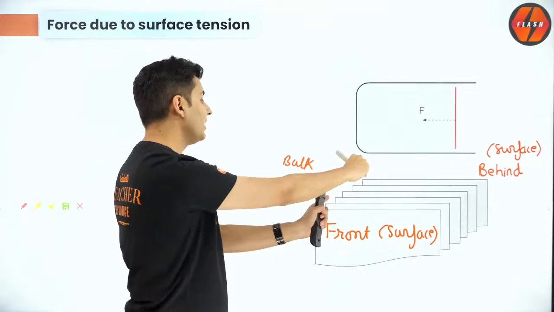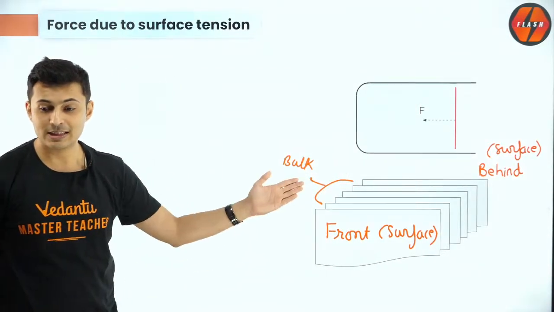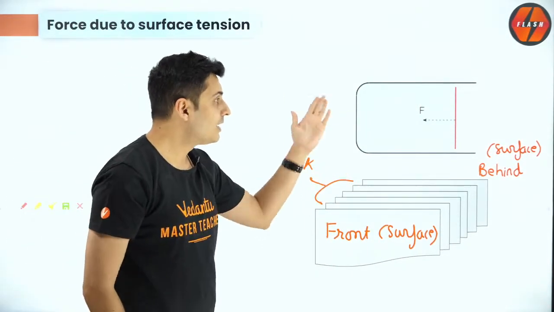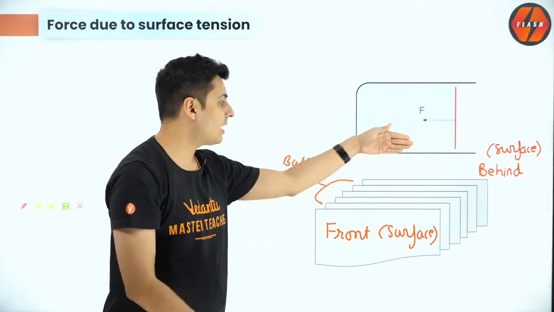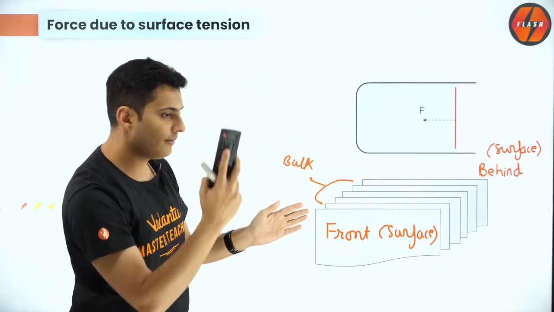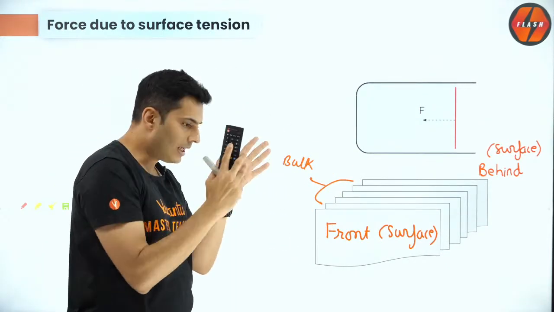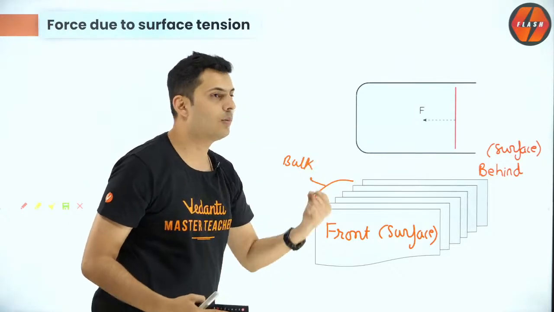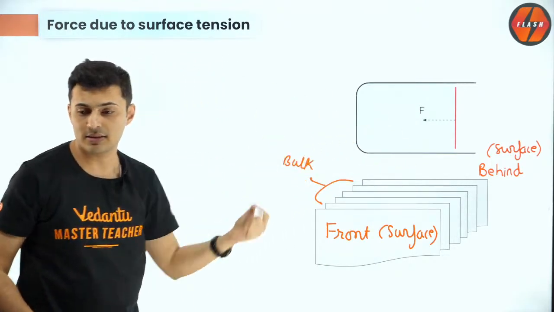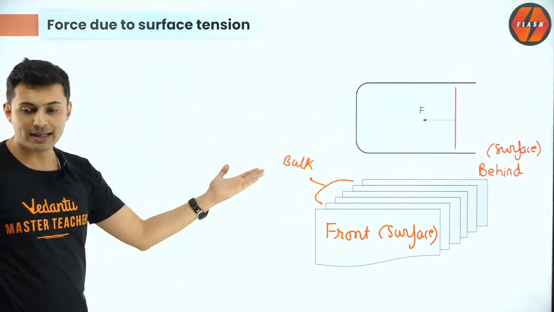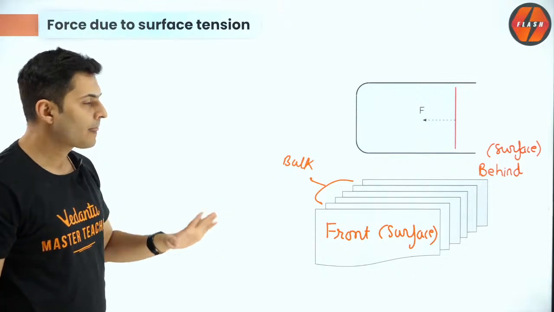Understand, these layers are within the bulk. I hope this is clear. No, they are not infinite surfaces. Free exposed surfaces, there are only 2 surfaces. One in the front and one behind, and anything in between them are bulk molecules. See if you are able to visualize this.